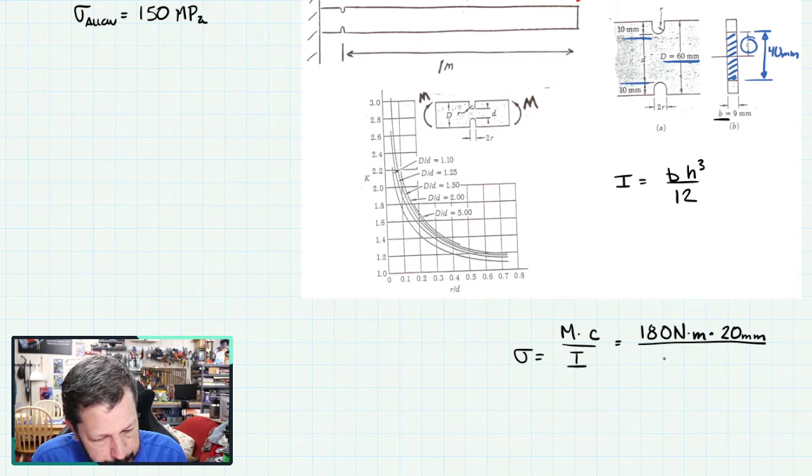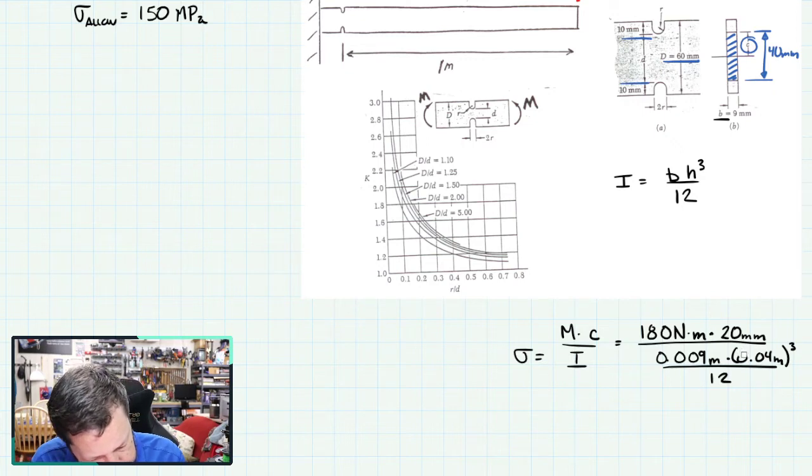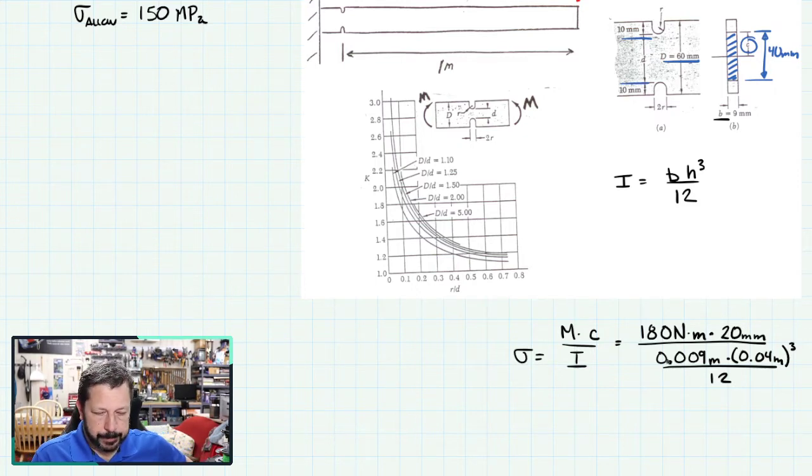So B of 9 millimeters, 0.009 meters. H is the 40 millimeters, 0.04 meters. BH cubed though over 12. That's not a 6, that's a parentheses and a 0. There we go. And there's a decimal point in there that kind of got lost.